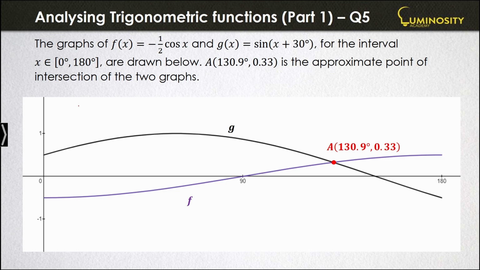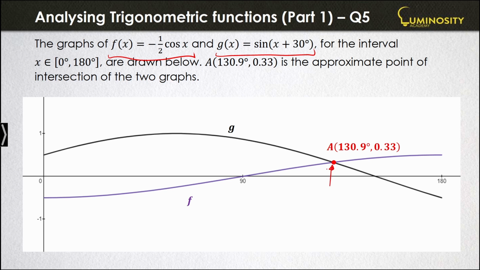The graphs of f of x, which is given by negative half cos x, and g of x, which is given by sine of x plus 30 degrees, for the interval 0 to 180 degrees, are drawn below. A, with coordinates 130.9 degrees and 0.33, is the approximate point of intersection of the two graphs, given by that coordinate there.